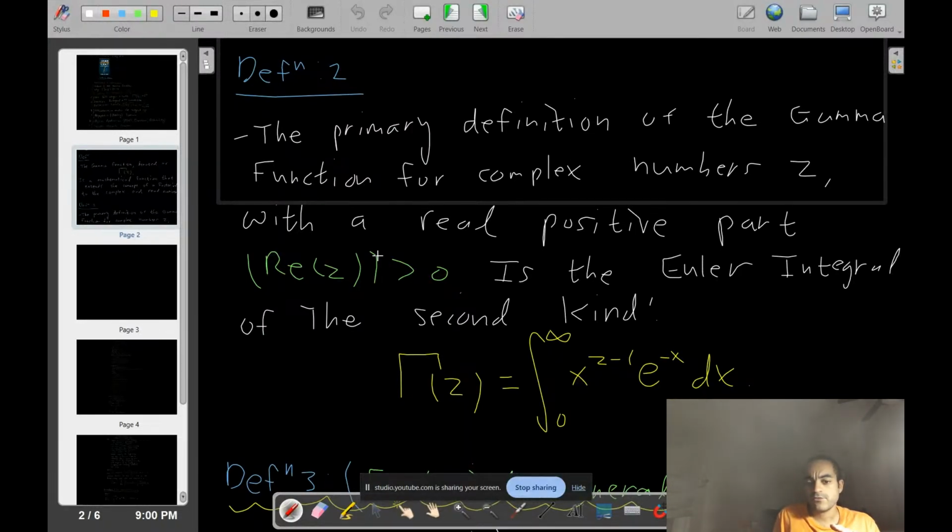Now, the Euler integral of the second kind: gamma as a function of z is an improper integral of x to the z minus 1 power. By the way, z is a complex number again. It's x to the z minus 1 times e to the negative x dx.